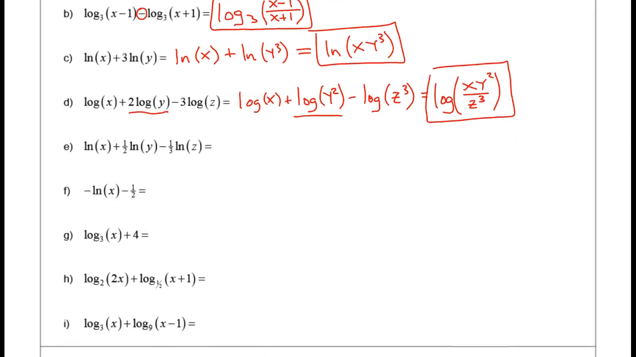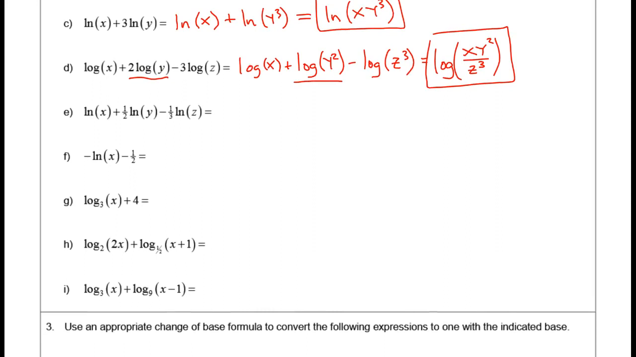Let's move on to example E here. I have the natural log of x plus 1/2 times the natural log of y minus 1/3 times the natural log of z. Looks very similar to the previous problem, but notice now that I have these rational exponents instead of integer exponents. So let's see what happens here.